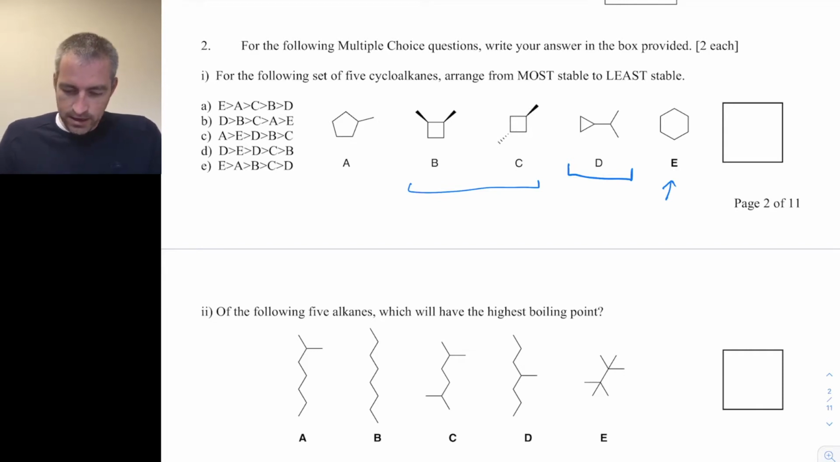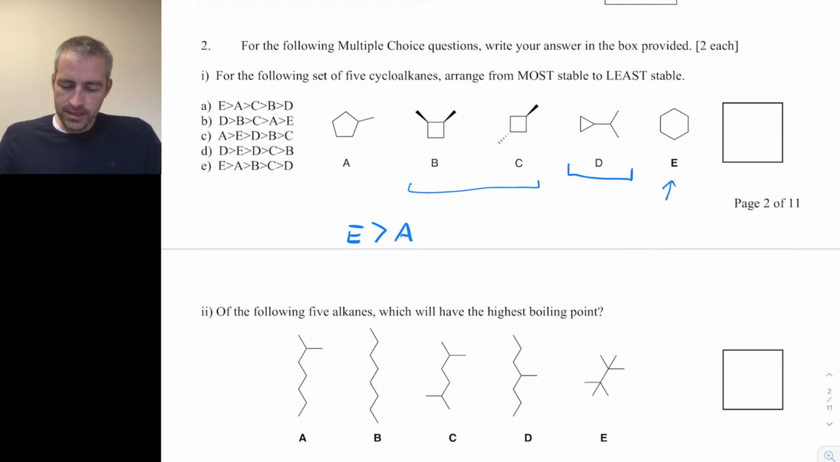So the correct answer, so the most stable is, so it wants from most stable to least stable. So the most stable is going to be E. It's going to be more stable than the next ones. So the second one in terms of stability is going to be A, because it has a 5 carbon ring. Angle strain is minimal in a 5 carbon ring. Torsional strain is worse definitely than cyclohexane.